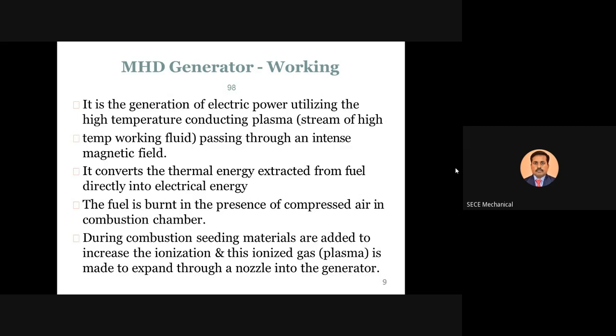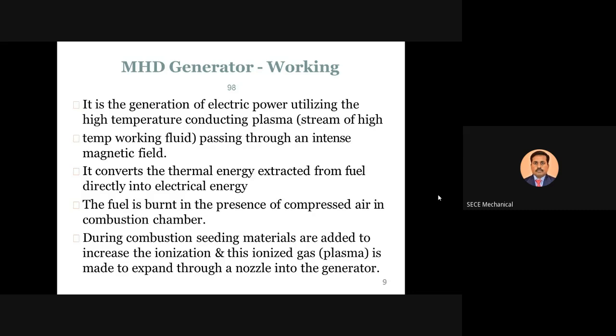The fuel is burned in the presence of compressed air in the combustion chamber. During the combustion, a seeding material, which is also very important, is added. If you want to create a high temperature air, but we want an ionized gas, the ionized gas is produced with the help of some adding material called seeding material. The material used is potassium. We will see later. So during combustion, seeding material is added to increase the ionization.